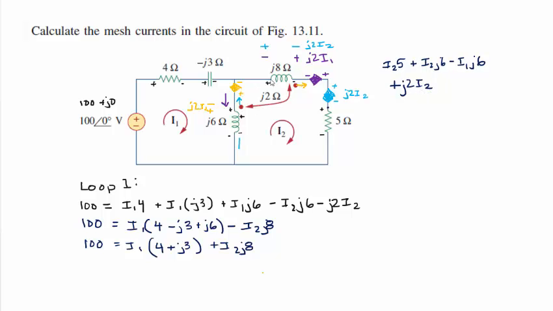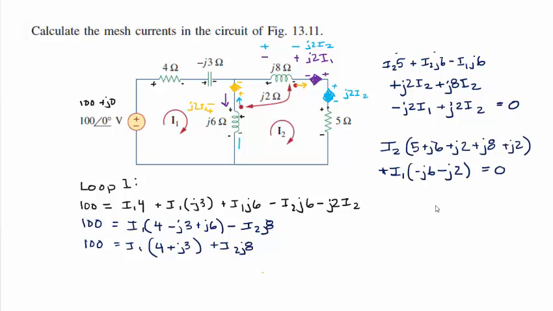Coming around the loop, I have now a plus J8 I2. And now I have an induced voltage, which is a minus J2 I1. And I have another induced voltage, which is a plus J2 I2. And now I've completed around the loop, and it's 0 equals 0. I will simplify.